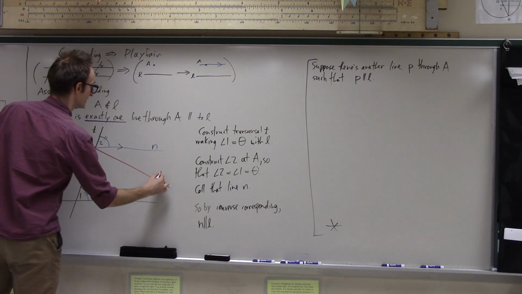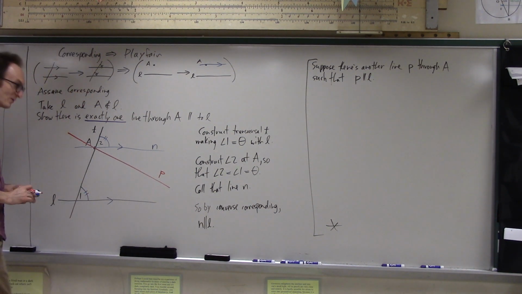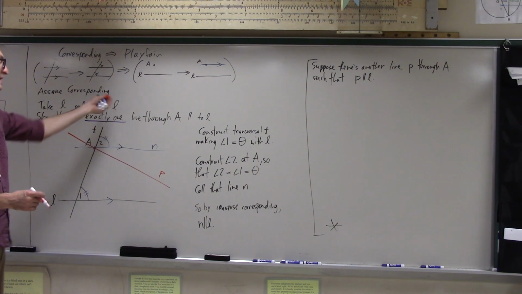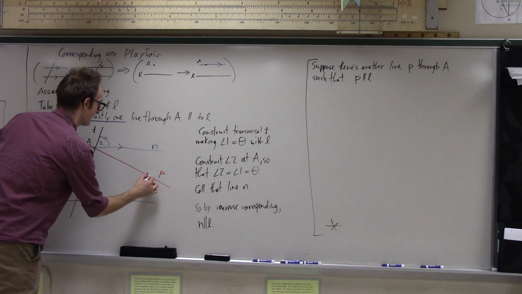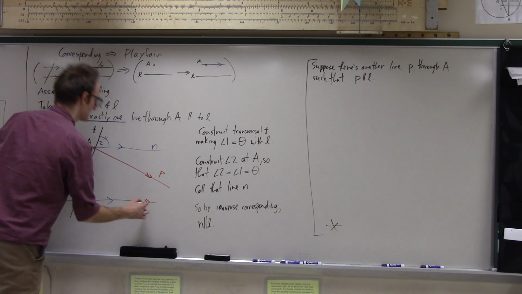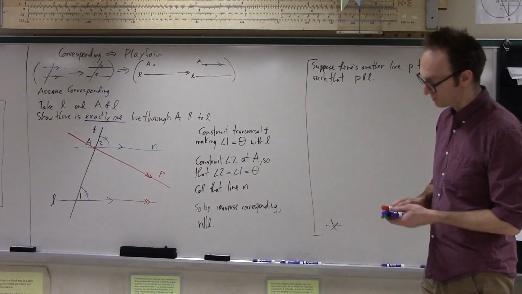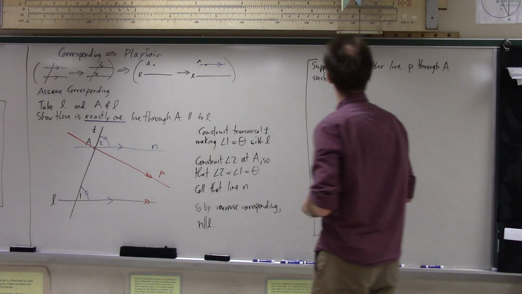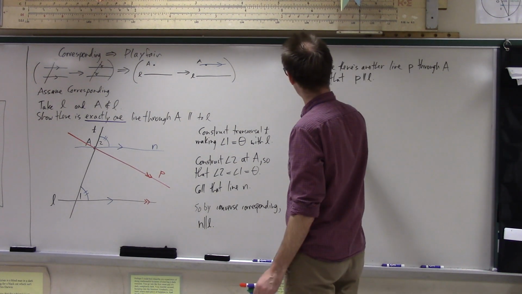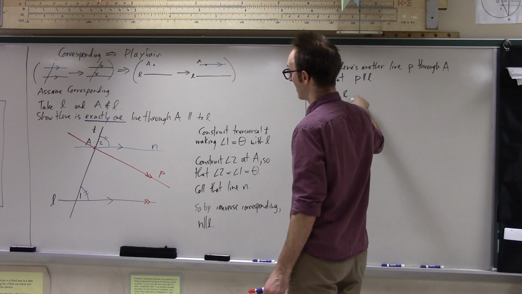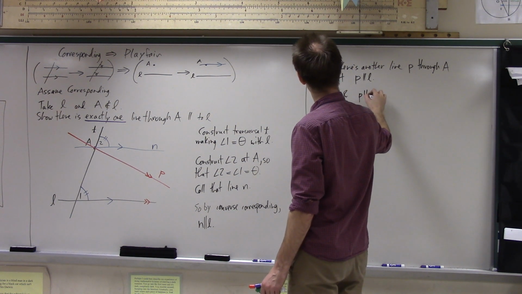Let this new line be P. And what I'm going to do, I need to show that P does not exist, that there isn't this other line. And so I'm going to suppose that there is this line P through A that's parallel to L, and I'm going to show how this is impossible. Okay, so what do I know about P? I know that A is on P, and I have that P is parallel to L.